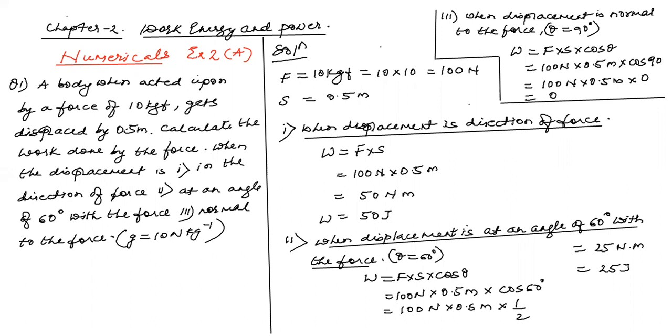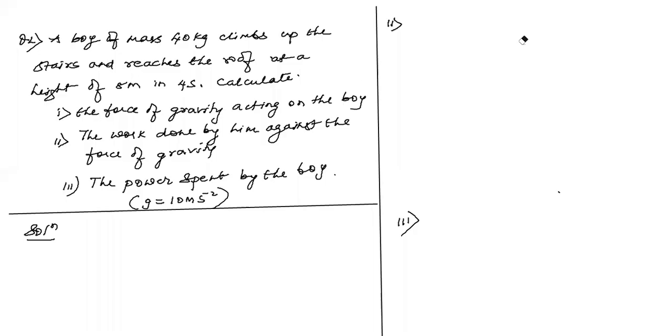We are going to do question number 2. A boy of mass 40 kg climbs up the stairs. The boy is using a force to climb up. So a boy of mass 40 kg climbs up the stairs and reaches the roof at a height of 8 meters in 4 seconds. Calculate, first part of the question, the force of gravity acting on the boy. Second part of the question, the work done by him against the force of gravity and the power spent by the boy.